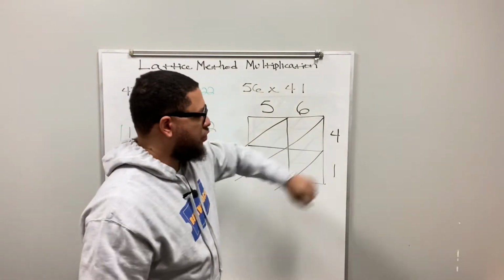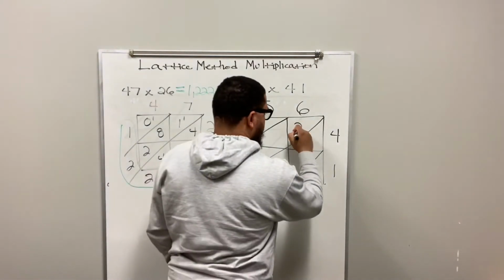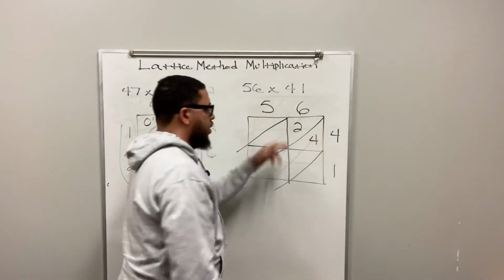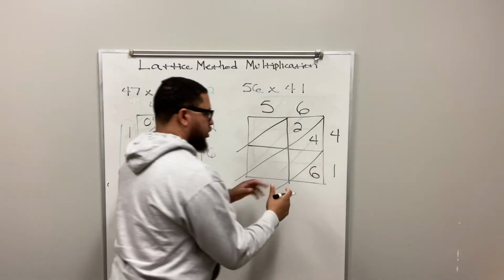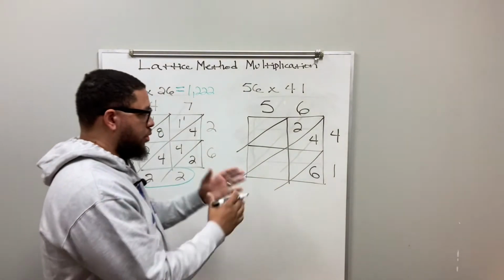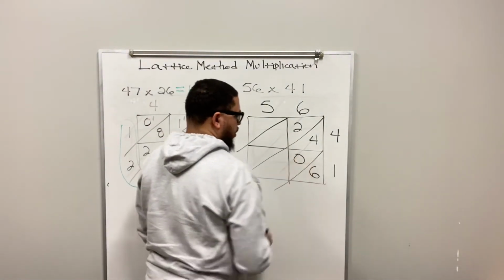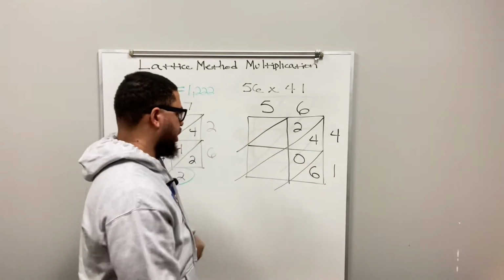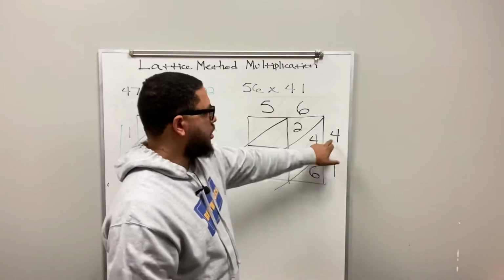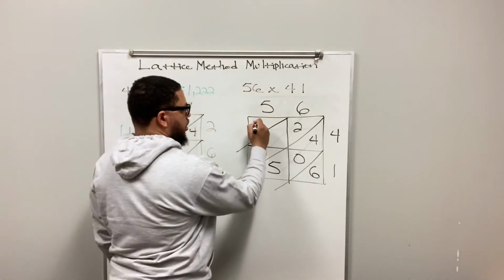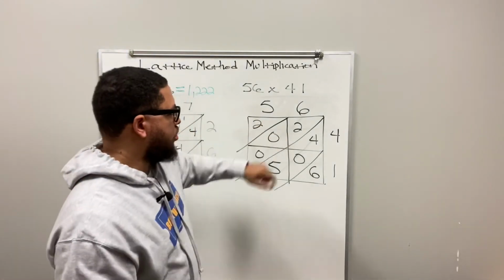Everything's set up. Now, again, it's like a multiplication table, grid. I'm gonna do 6 times 4. 6 times 4 is 24. So I'm gonna write my 2, I'm gonna write my 4. 6 times 1 is 6. So I write the 6, and just like we did over here in the last example, when you have a single-digit product, you put a 0 in the top triangle. 5 times 1, same thing. Put the 5 right here, put the 0 up here. 5 times 4, same thing. Well, not the same thing, it's a two-digit number. 20, 2 on top, 0 on the bottom.